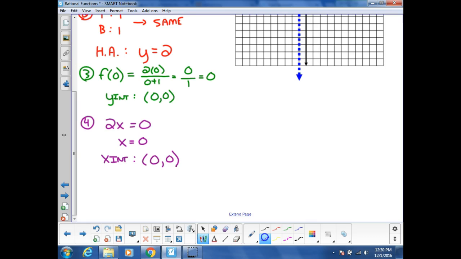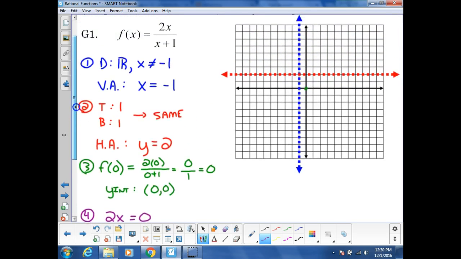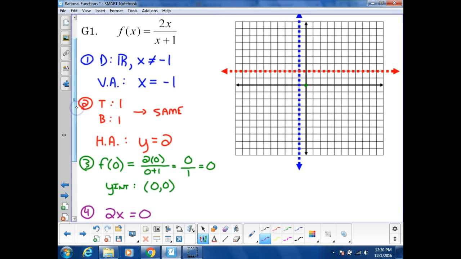The origin is the only point on the graph that is both an x-intercept and a y-intercept. With me so far? Okay. Now, how are we going to finish off this graph? Well, we're actually going to do step number 7. I did skip 5 and 6. Is that the ending behavior? Nope. So what do you think step number 7 is going to be?